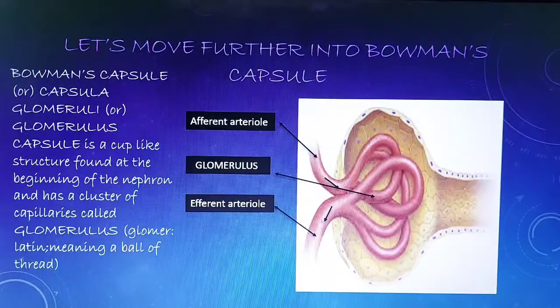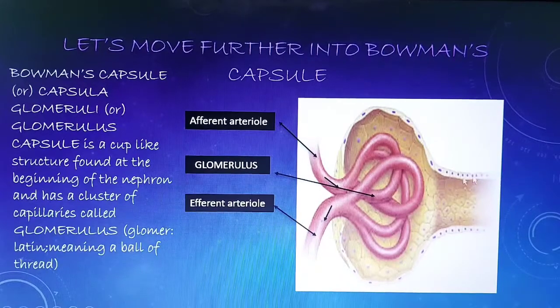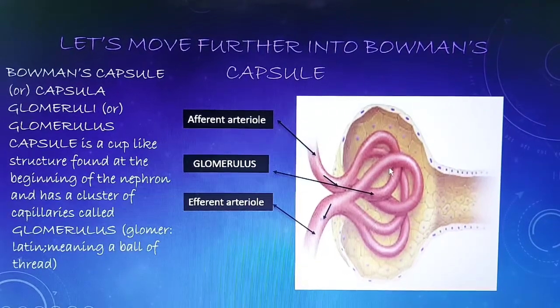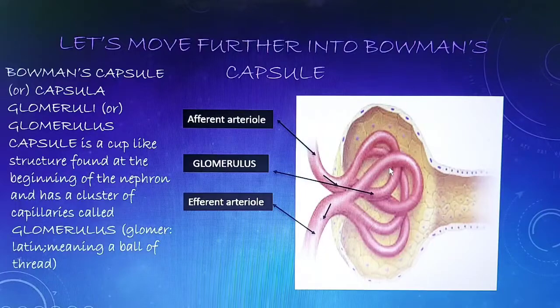The Bowman's capsule, or capsular glomeruli, or glomerulus capsule, is a cup-like structure found at the beginning of the nephron and has a cluster of capillaries called glomerulus. The word glomerulus was derived from the Latin word glomer, which means a ball of thread. This is the glomerulus, plural glomeruli. This is the afferent arteriole, which brings blood to the glomerulus, and this is the efferent arteriole.